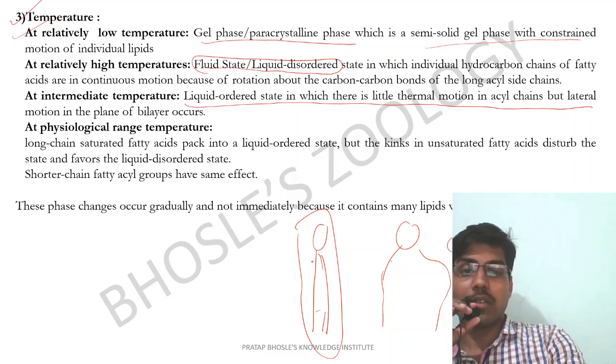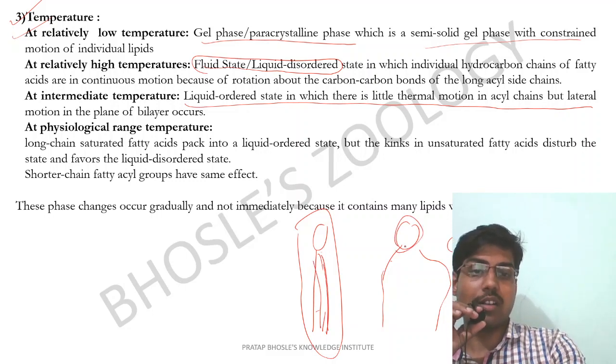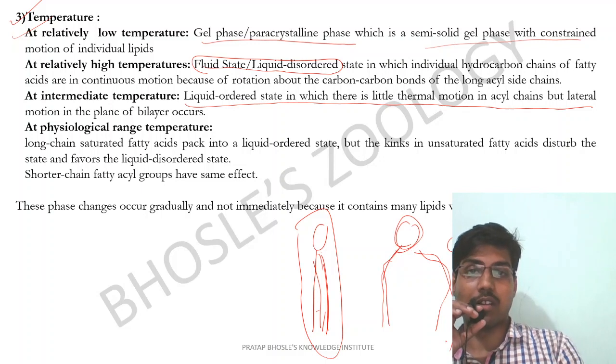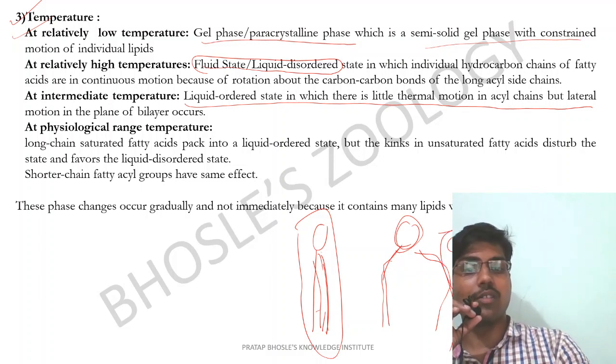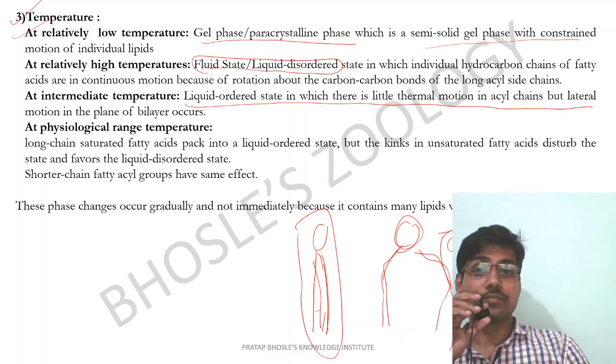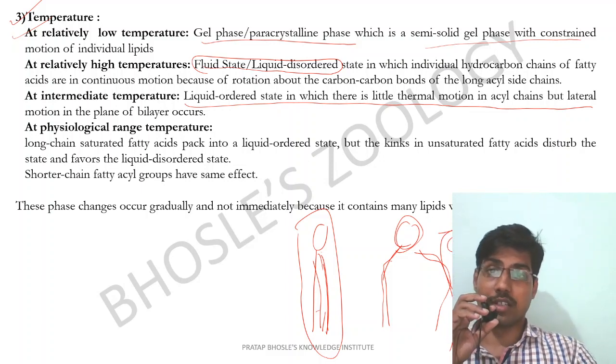What will happen when the temperature is low? It will be compact, a gel state. What will happen when the temperature is high? It will be a fluid state, okay, liquid disorder state. But in the intermediate stage, what will it do? It will only give a kind of lateral movement and a liquid ordered state, right?